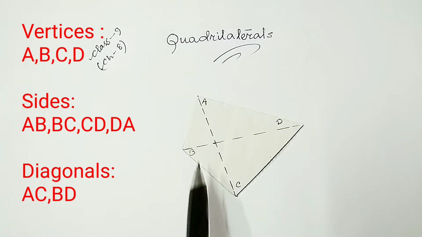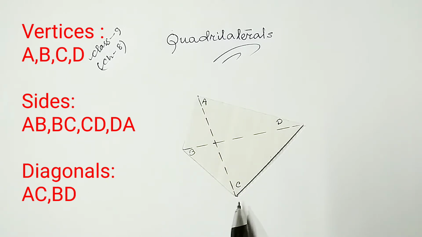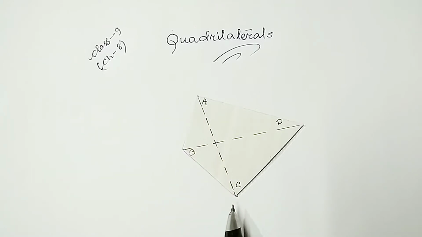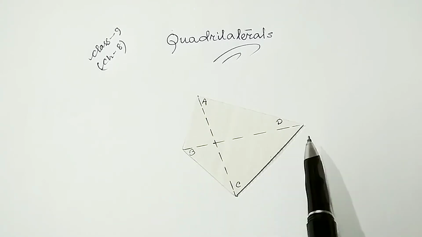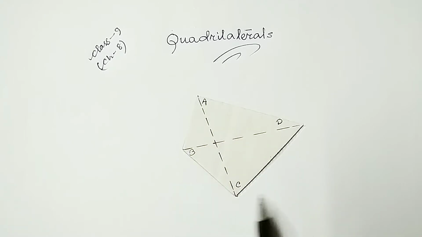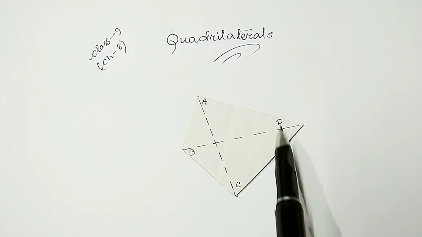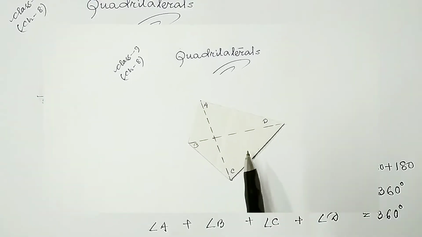Whenever we join vertices, this is one vertex, this is another vertex. These are the opposite vertices. Whenever these two are joined by a line segment, this line segment is called a diagonal. Here you can see one diagonal, this is another diagonal. That means in a quadrilateral, there are two diagonals. This is the first angle, this is the second angle, third angle and fourth angle. So, in a quadrilateral, there are four angles.